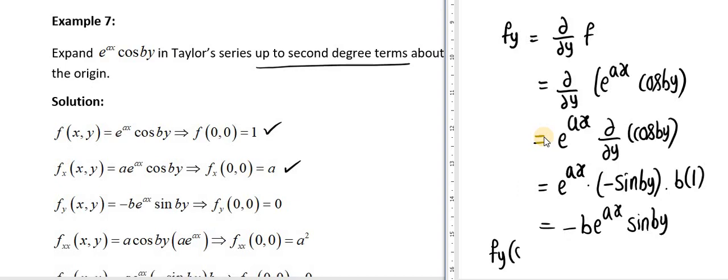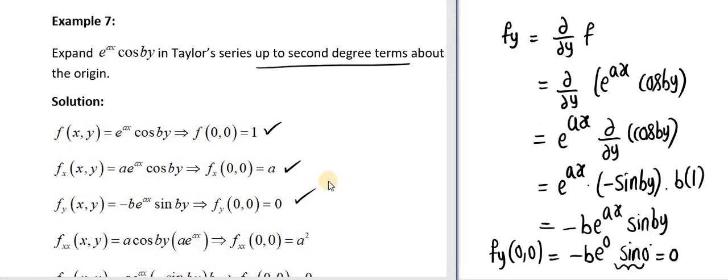Now f_y at (0,0) is minus b into e power 0 into sin 0. But we know the value of sin 0, that is 0. 0 into anything is 0. That's why f_y is 0.